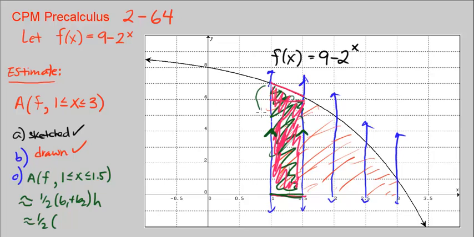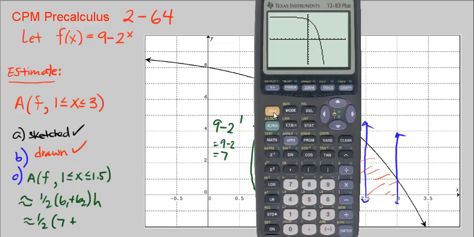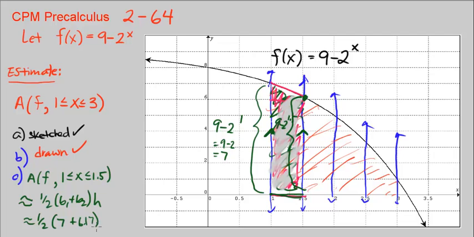At 1, what is this height? At 1, we just plug 1 into the function. So that's 9 minus 2 to the power of 1. 2 to the power of 1 is 2, so it's 9 minus 2, or 7. So base 1 is 7. Base 2 is again going to be this height, and that's plugging in 1.5. So it's 9 minus 2 to the power of 1.5. I can use my calculator. My other base is approximately 6.17. And the height is the distance between the two bases, from 1 to 1.5, so that's just 0.5.